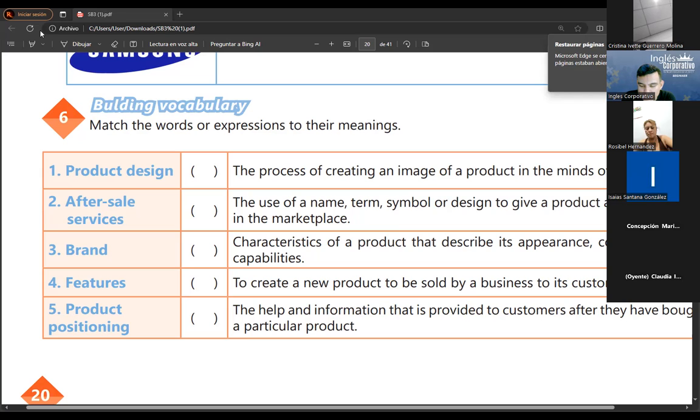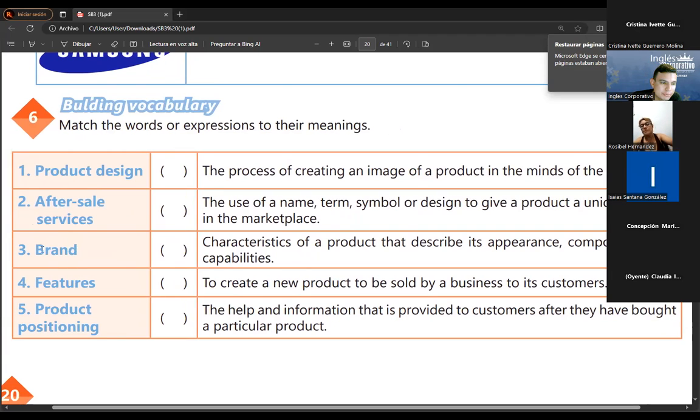Okay, product design. What does product design mean? To create a new product to be sold by a business to its customer. Excellent. All right. How about after sales service? What does it mean? The help and information that is provided to customers after they have bought a particular product. After they have bought a particular product.